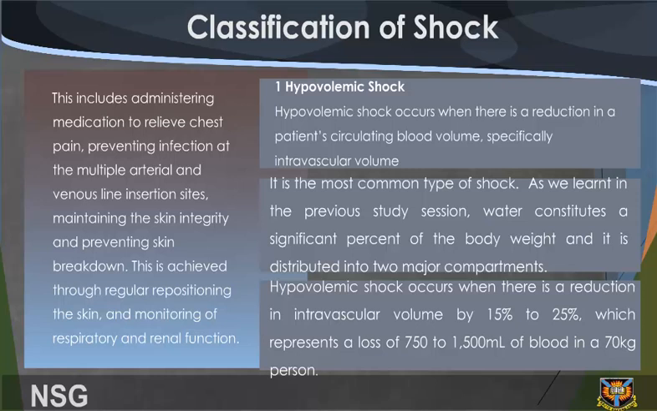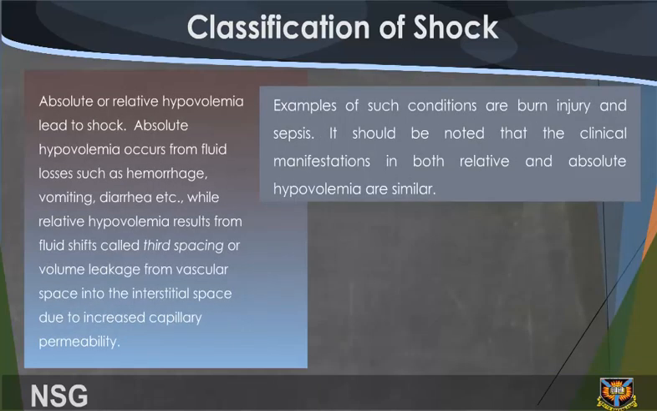As we learned in the previous study session, water constitutes a significant percent of the body weight, and it is distributed into two major compartments. Hypovolemic shock occurs when there is a reduction in intravascular volume by 15% to 25%, which represents a loss of 750 to 1,500 ml of blood in a 70 kg person. Absolute or relative hypovolemia leads to shock.